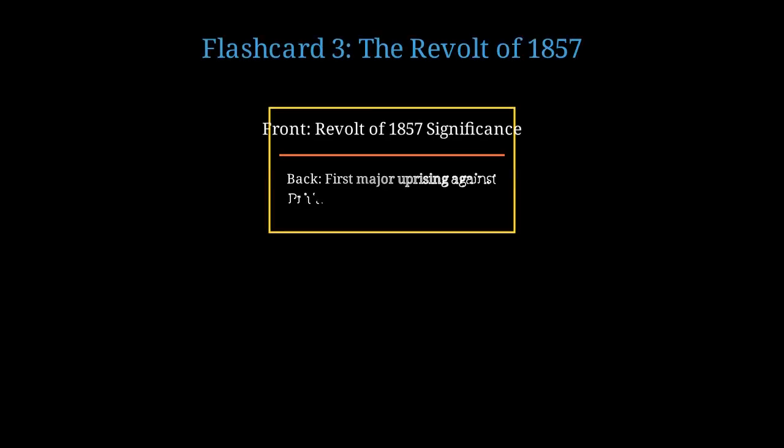Third flashcard. The first major uprising. The revolt of 1857 was the first major organized resistance against British rule, setting the stage for future movements.